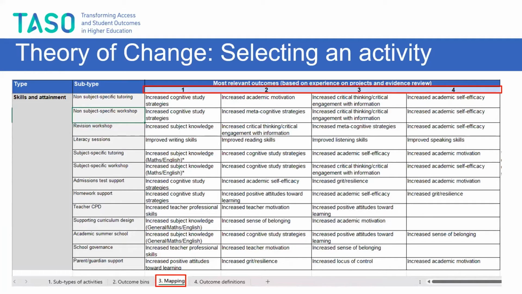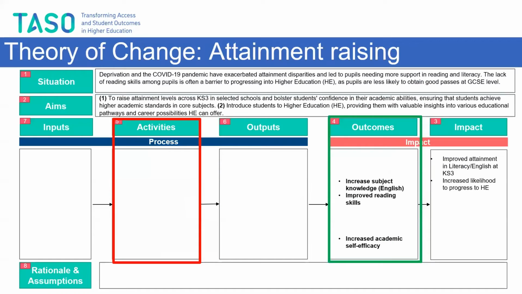students. So here, the outcome of improved reading skills is linked back to literacy sessions, but also the other outcomes we selected, increased subject knowledge for English and increased academic self-efficacy, are linked to subject-specific tutoring. So I've got two activities here, literacy sessions and subject-specific tutoring. I'm now going to add these to my activities column in my theory of change.